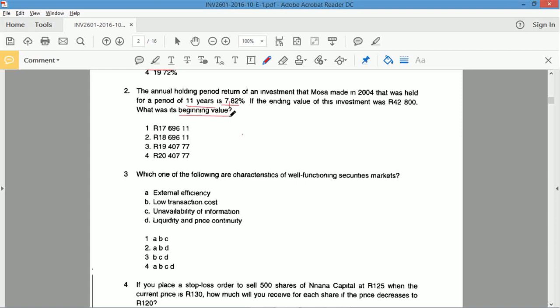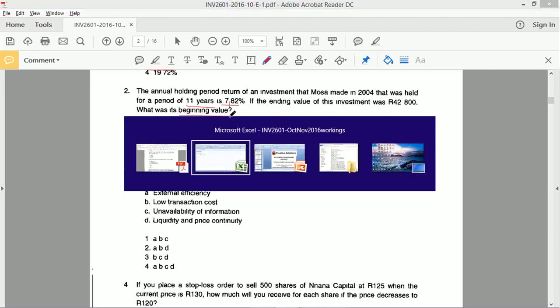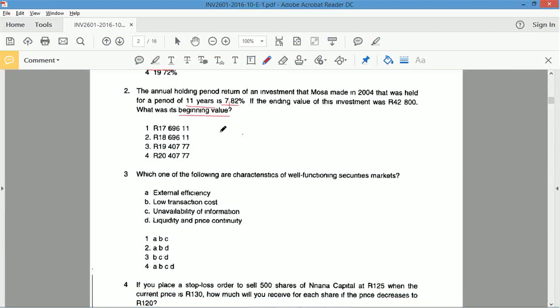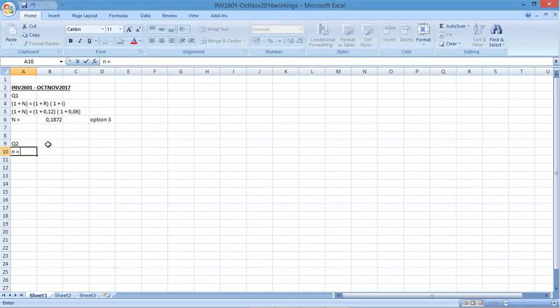Remember, it's a multiple choice exam, so you can use the equation, which will take you longer, or you can just practice using your financial calculator to get the right answer. So I'm going to use the financial calculator because it's simpler, quicker, easier, faster, and more accurate. How many years? 11 years at a rate of 7.82. Future value is 42,800. Solve for present value.